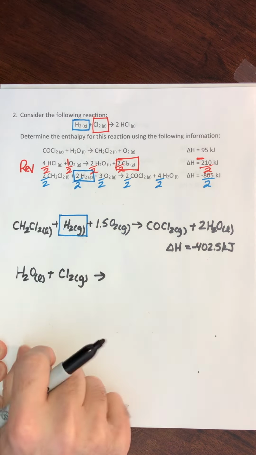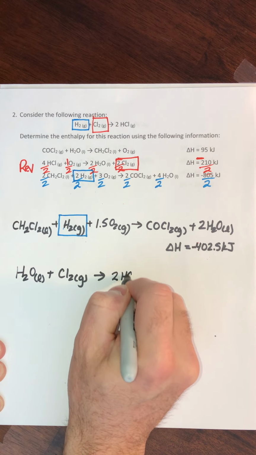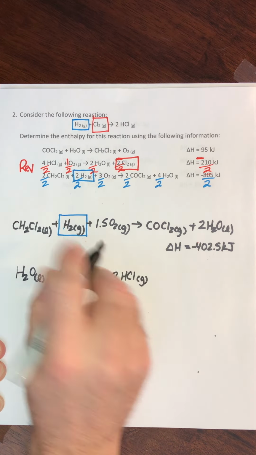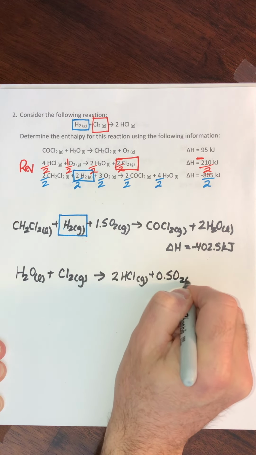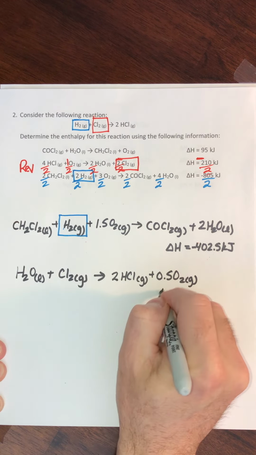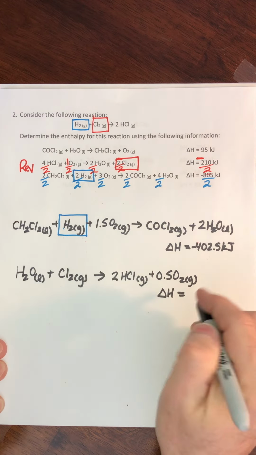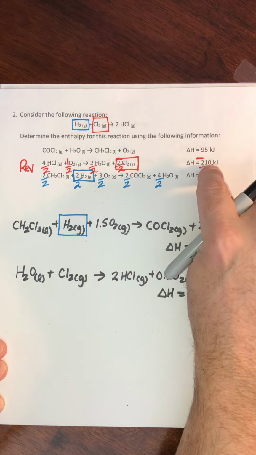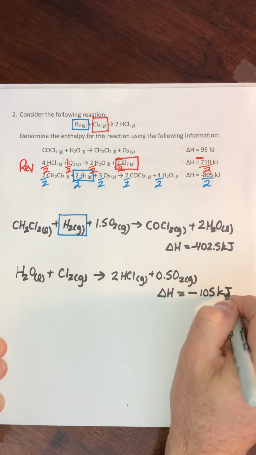And the reactants become products. So 4 divided by 2 is 2 HCl gases. And 1 divided by 2 is 0.5 of an O2 gas. And the delta H, it was positive, so now it's going to be negative. And if I divide 210 in half, that gives me 105 kilojoules.